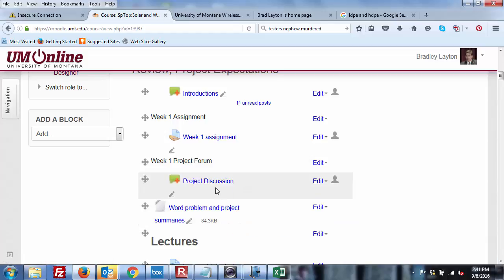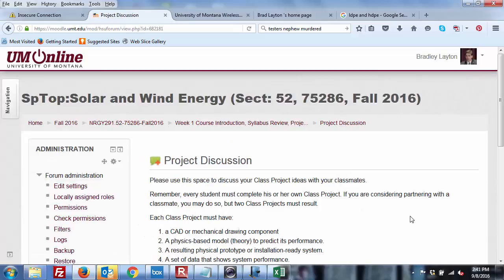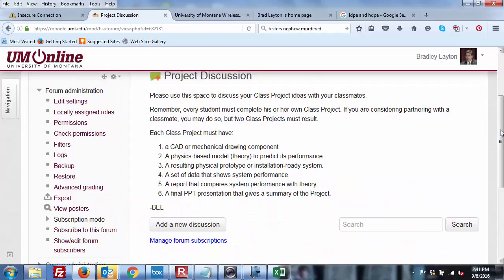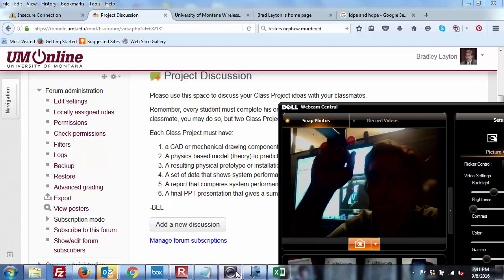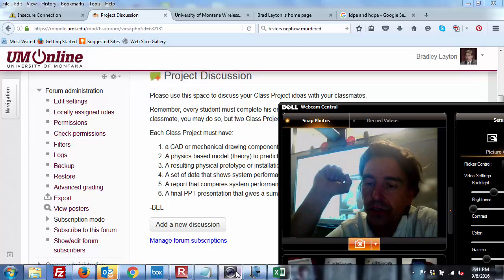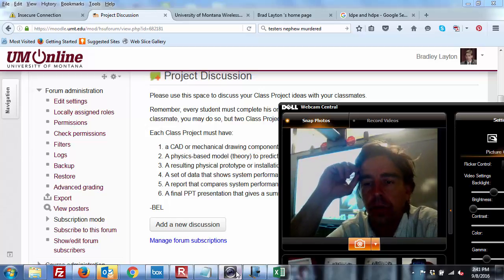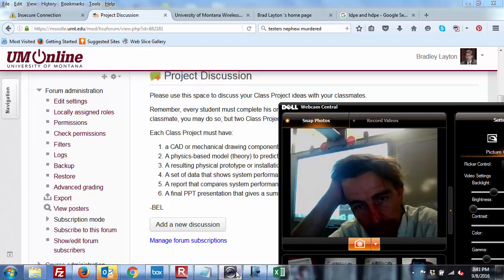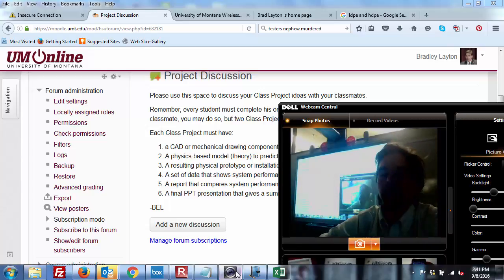Project discussion. I'm just going to get right into that. So what I've got is I'm going to need you to have some kind of mechanical drawing or component, some kind of physics-based model or theory. And again, these projects for solar thermal and wind, they can be either a solar thermal project, so you're using the sun's energy to heat either water or air or perhaps some other fluid if you want to get creative, or you're going to build a wind turbine prototype.